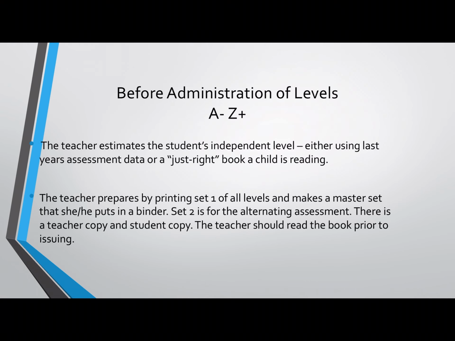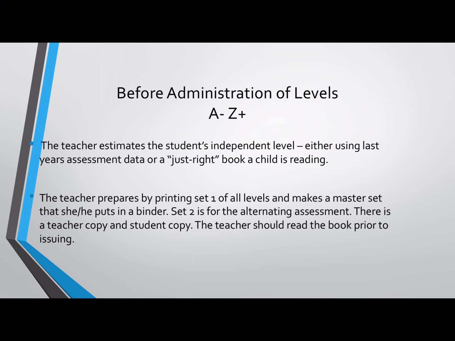Before administration of levels A through Z+, the teacher estimates the student's independent level, either using last year's assessment data or a just right book they just happen to be reading. The teacher prepares by printing set 1 of all levels and makes a master set that he or she puts in a binder. Set 2 is for the alternating assessment. There is a teacher copy and a student copy.